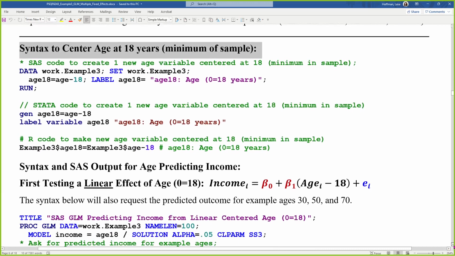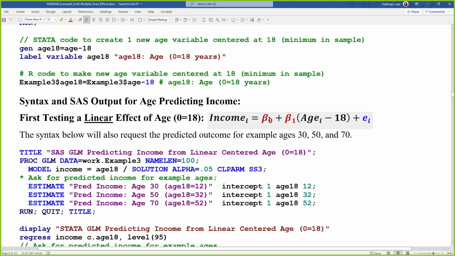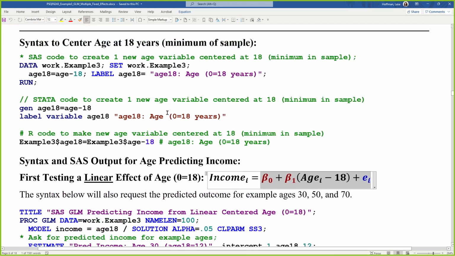So you already know how to do this, but just to review, we're centering age at 18 so that 0 means something. If we left age uncentered, then my intercept and my linear slope would be for what kind of person? If I forgot this step, and I just put age uncentered into my model, then my intercept would be for what kind of person?